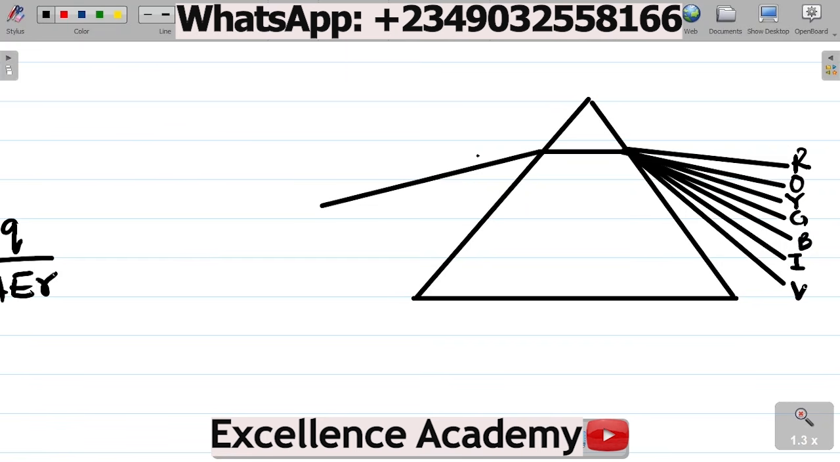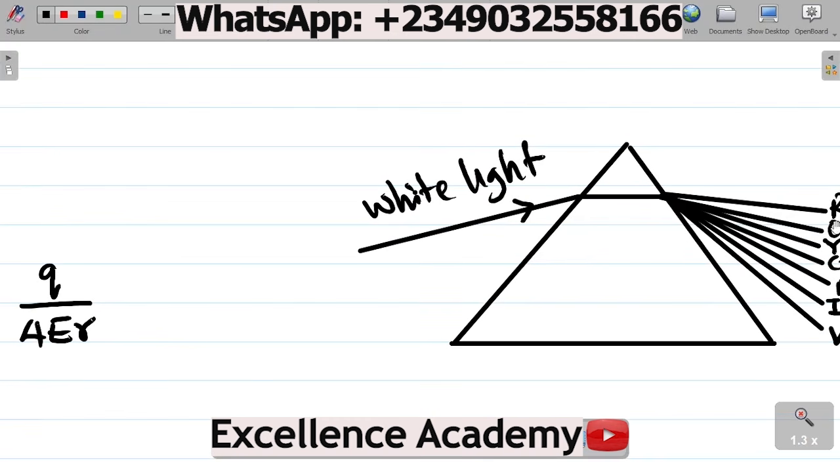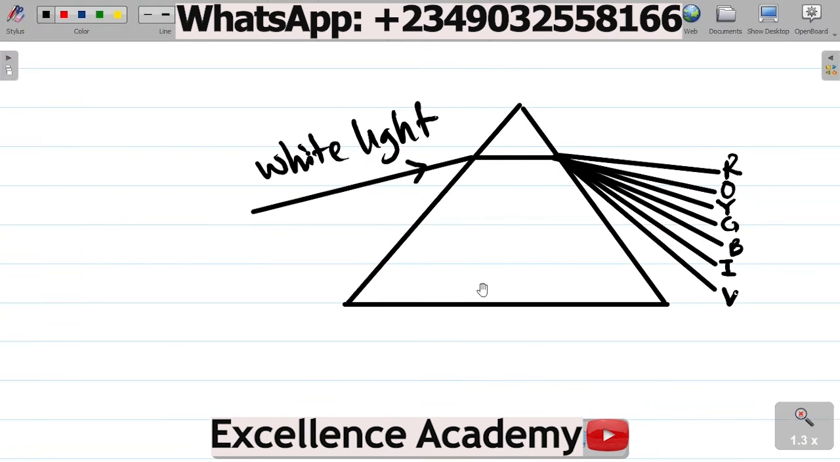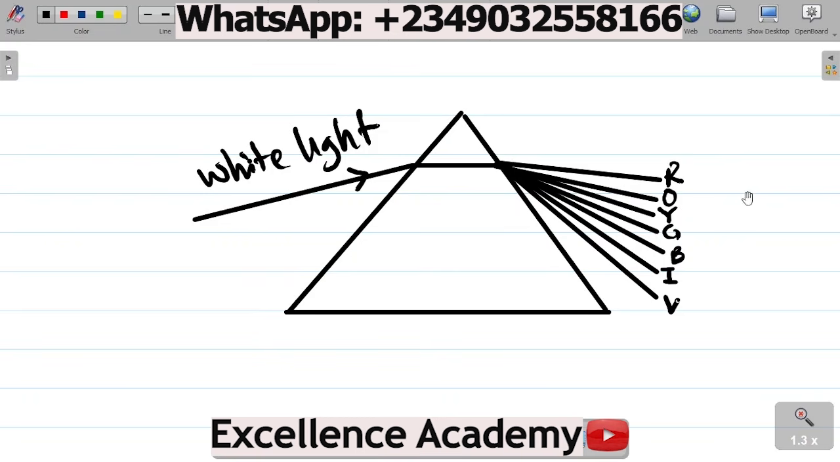This is white light. So what you have is what is called the dispersion of white light. Dispersion of white light simply means white light breaks down into its component colors. And these 7 colors are the component colors of white light. So now you're being asked, why do these colors disperse? Why do they break down into their component colors? And the correct answer is because these colors move at different speed in a medium.